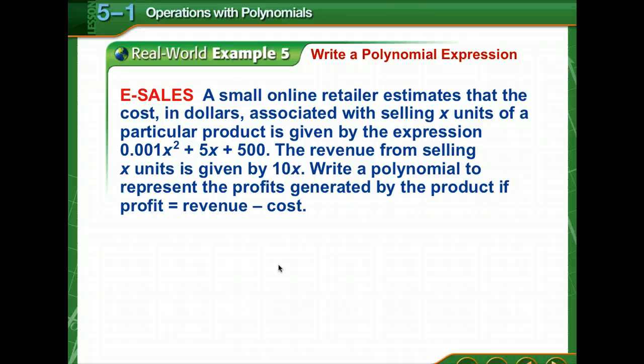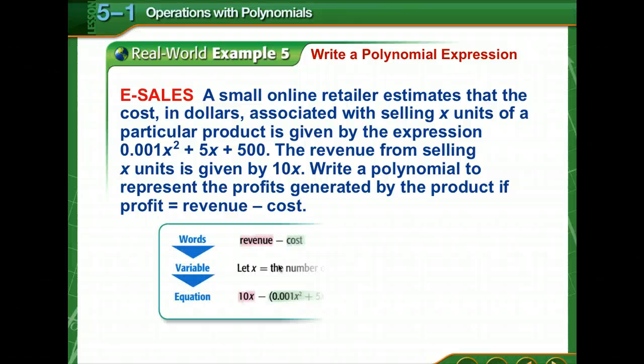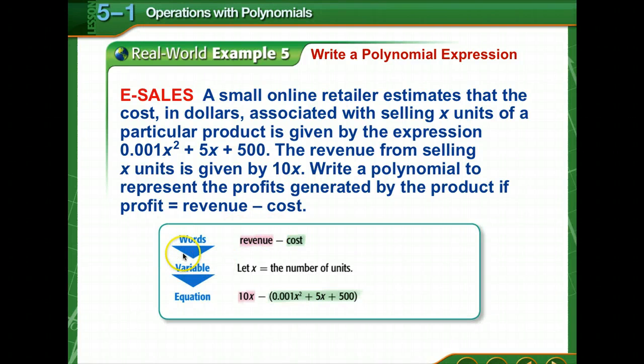Here's a real-world example. I'm going to pause for a moment and let you read the problem. In words, we have revenue minus cost. So our variable we're going to use is x. That's going to be the number of units. So the equation, we're given 10x minus 1,000th x squared plus 5x plus 500. So they give us the expression of a particular product.